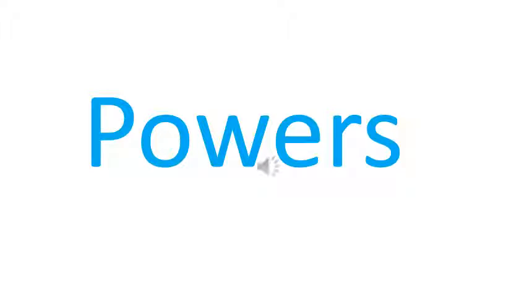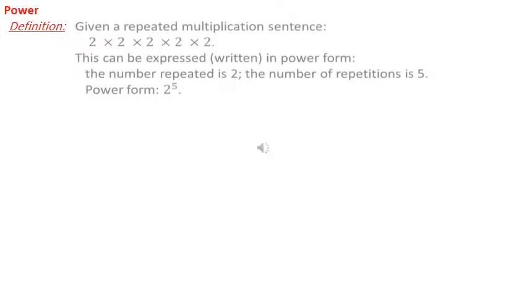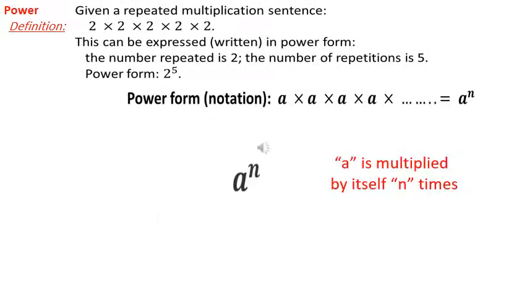And now let us start talking about powers. Power is a repetition of multiplication. So instead of writing 2 times 2 times 2 times 2 times 2, this can be expressed in power form. The base is the number repeated, which is in this case 2. The power is the number of repetitions, which is 5. So 2 to the power 5. 2 is called the base, which is the number repeated. 5 is called the exponent, which is how many times the number is multiplied by itself.